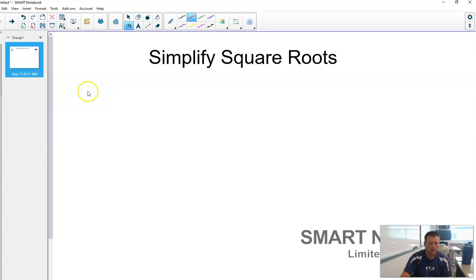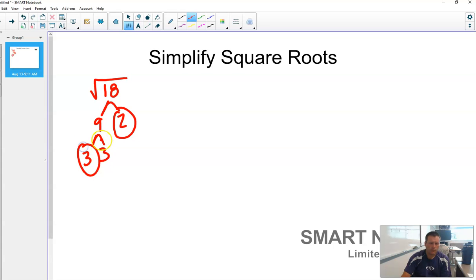So for example, let's start with something really simple. Let's say we've got the square root of 18 here. I want to simplify this so it's in its simplest form. Remember, the square root's the opposite of a square. So really what we want to do is break this down to its prime numbers. What goes into 18? Well, 9 and 2 does. 2 is a prime value, so we're just going to circle that for right now. And then I've got 3 and 3. So what makes up 18? 3 times 3 times 2.